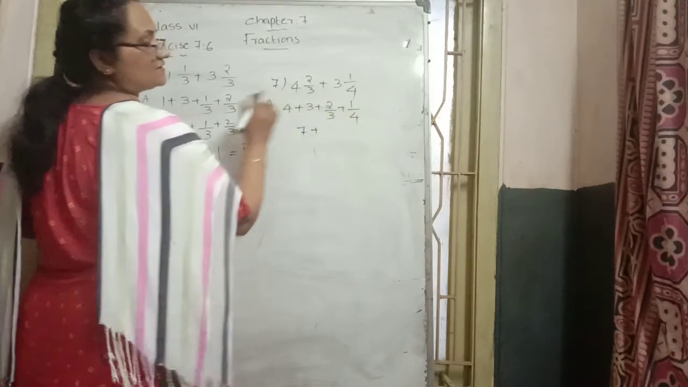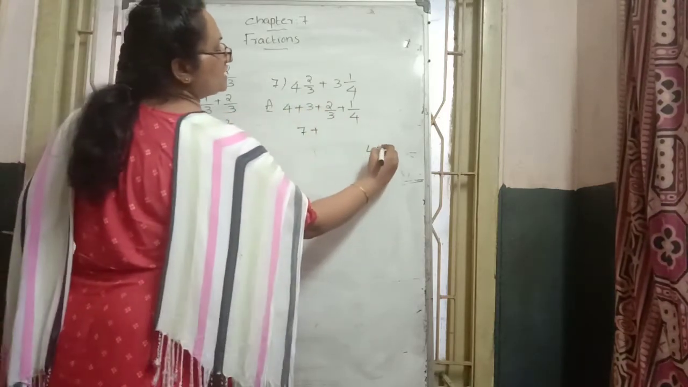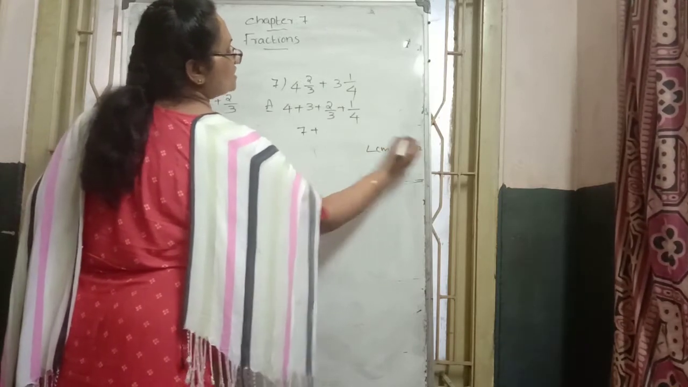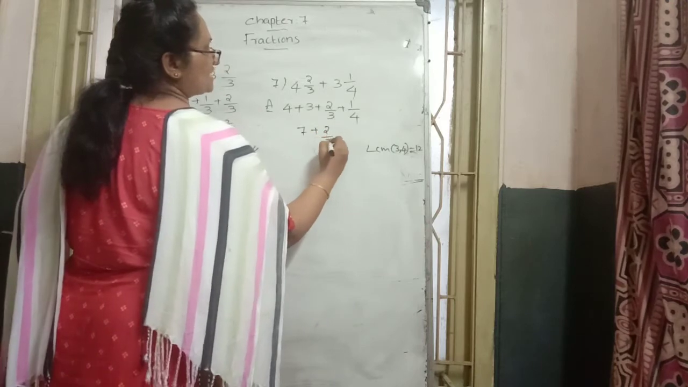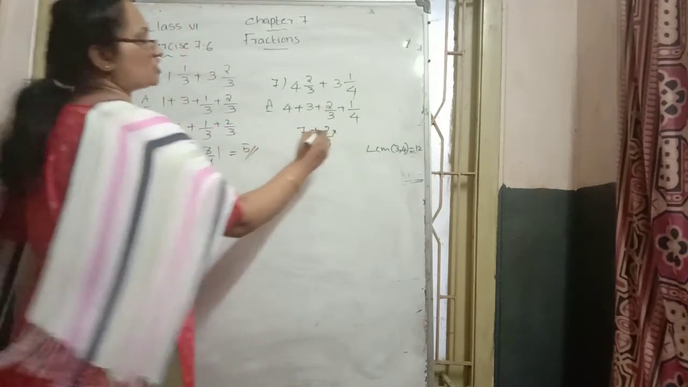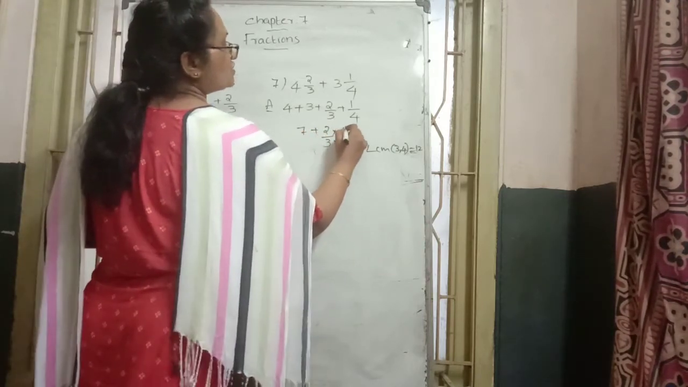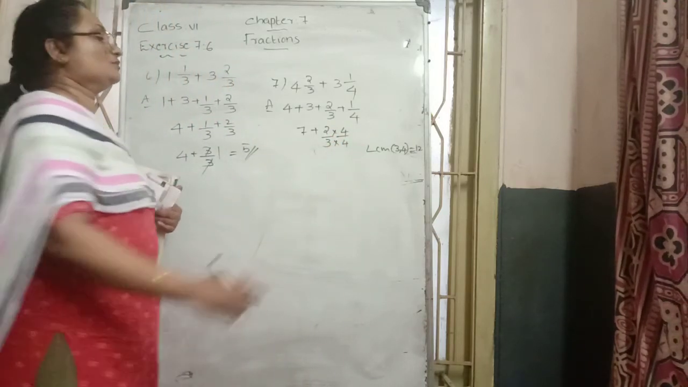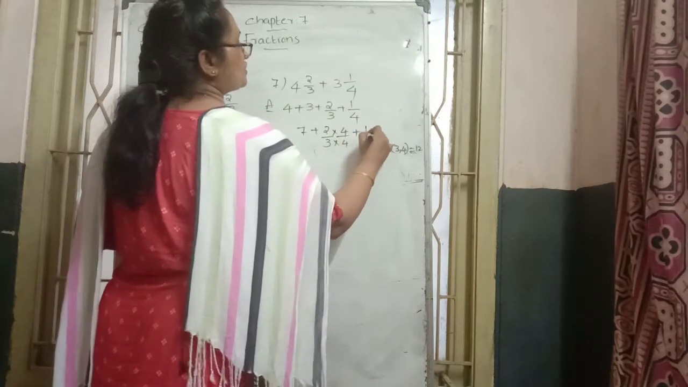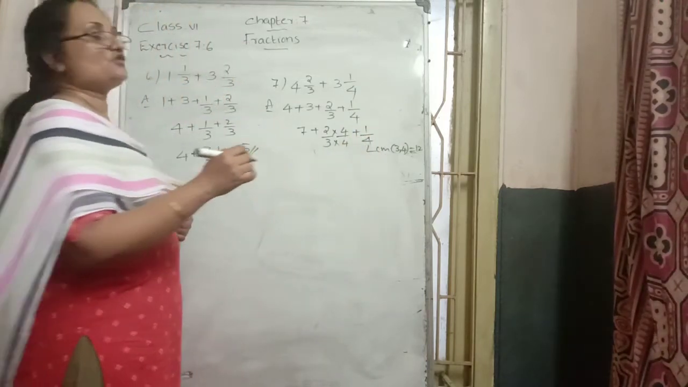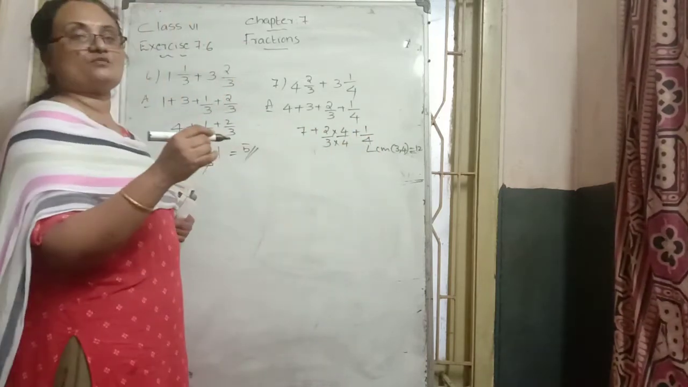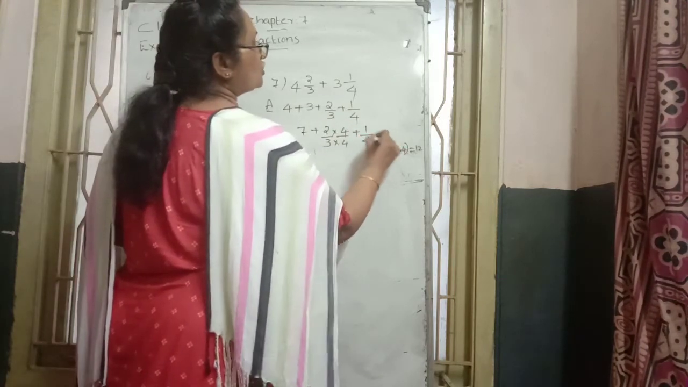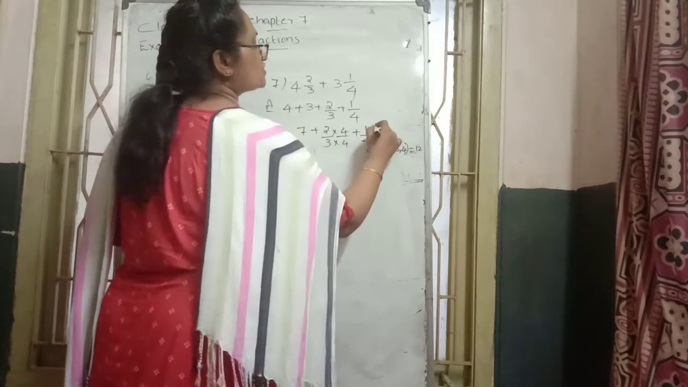Plus, here take the LCM. What is the LCM of 3 and 4? Multiply both: 3 4s are how much? 12. So for the first fraction, in the 3 table, when we get to 12, 3 4s are 12. Any change made in the denominator, the same change is made in the numerator. Plus the second fraction, 1 by 4. Our aim is to convert the denominator to the LCM 12. In the 4 table, when we get to 12, 4 3s are 12. The same 3 is used to multiply.